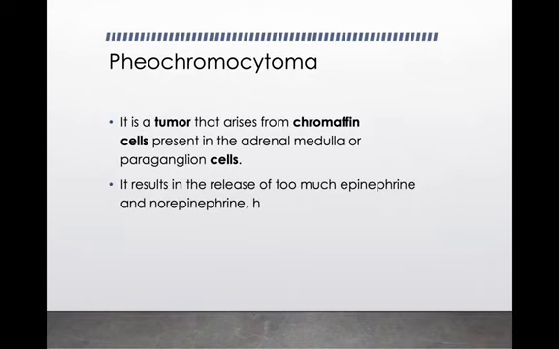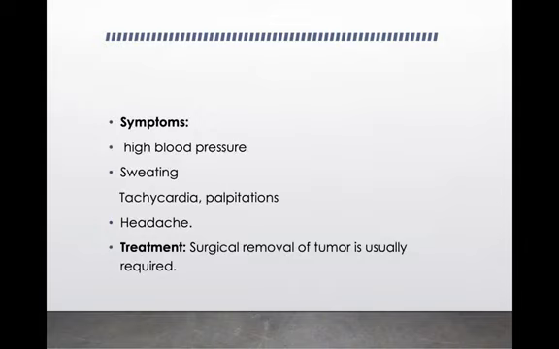Pheochromocytoma is basically an abnormality. It is a tumor that arises from the chromaffin cells. Chromaffin cells are present in the adrenal medulla. These are the cells which cause the release of epinephrine and norepinephrine. So whenever there is a tumor, there will be more release of epinephrine and norepinephrine, and all the sympathetic effects will increase. For example, the patient will have high blood pressure, increased sweating, tachycardia, palpitation and headache. The only treatment available for that is the surgical removal of the tumor.